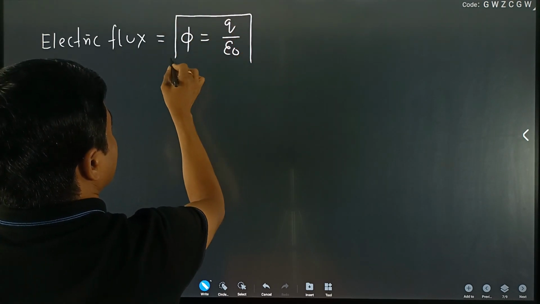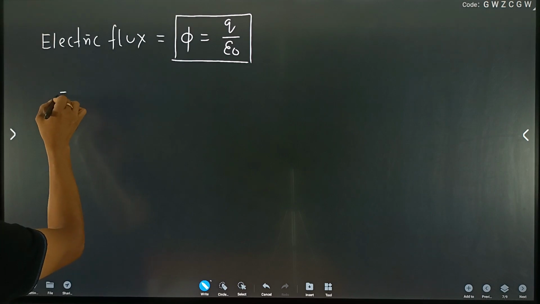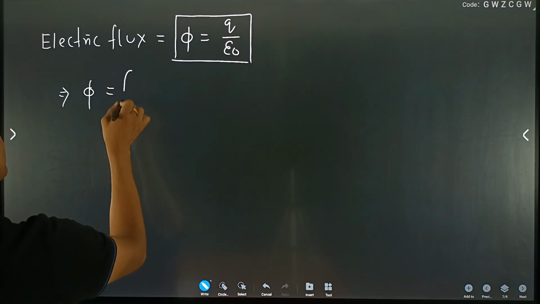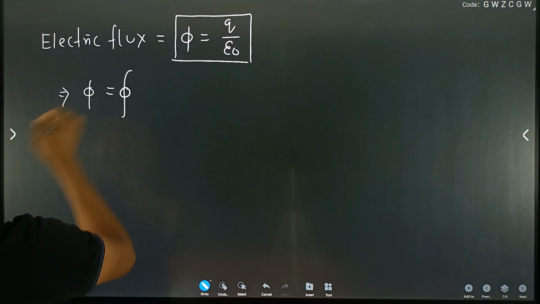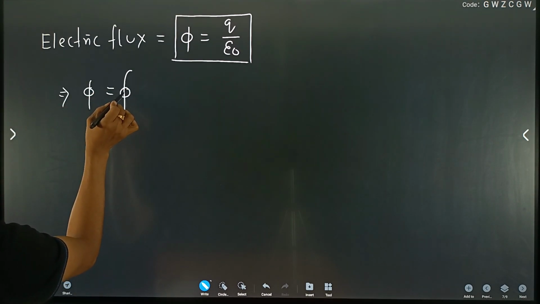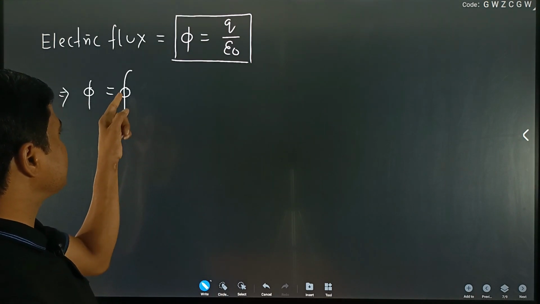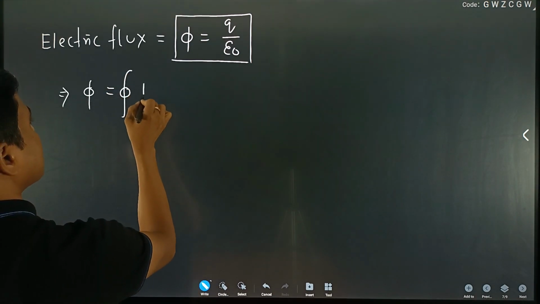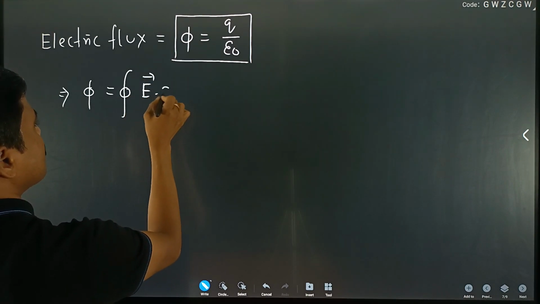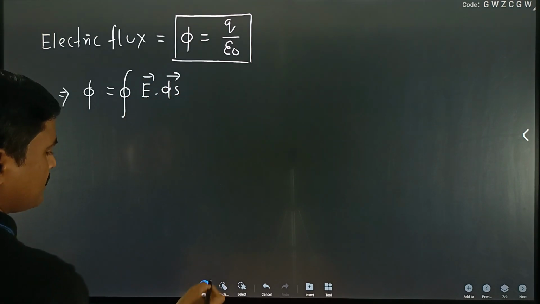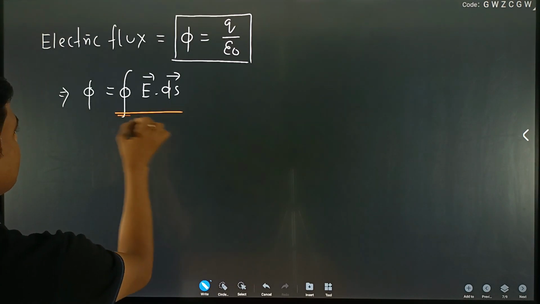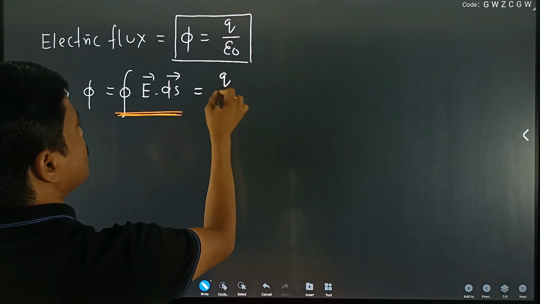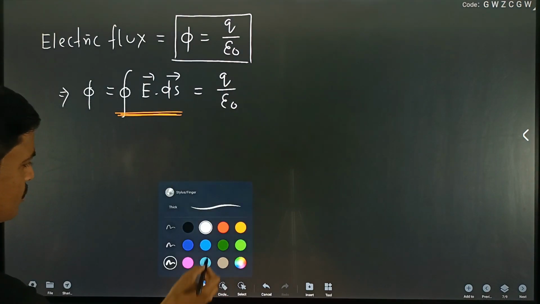This is the Gauss law. And we also write the same thing: phi is equal to electric flux. This is a mathematical expression of electric flux. That is the symbol for closed surface, this circle for the closed surface. That means integration over a closed surface of E dot dS vector. This is the expression of electric flux, and this is equal to Q divided by epsilon 0.